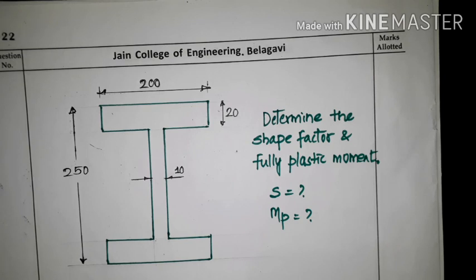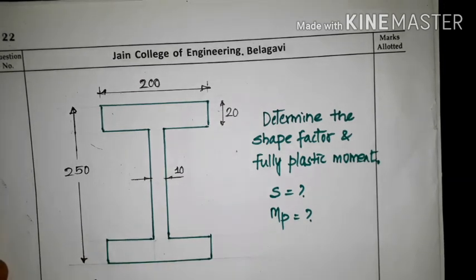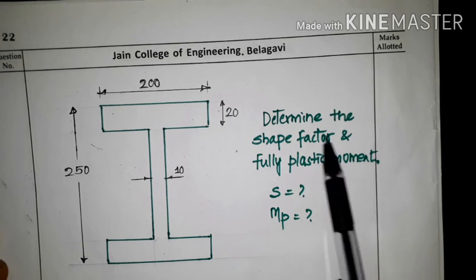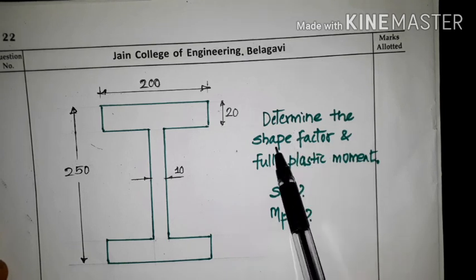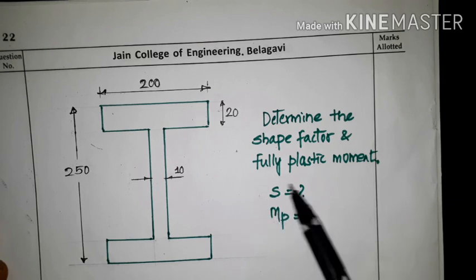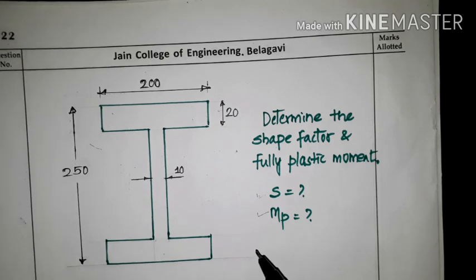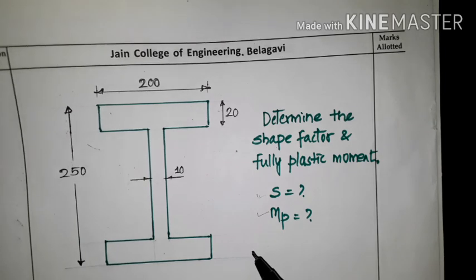solve the example for I section, symmetrical I section, and in this we have to find out the shape factor and the fully plastic moment, that is we have to find out what is S and what is MP. What is S, that is shape factor, and plastic moment MP. So we have the symmetrical I section here.